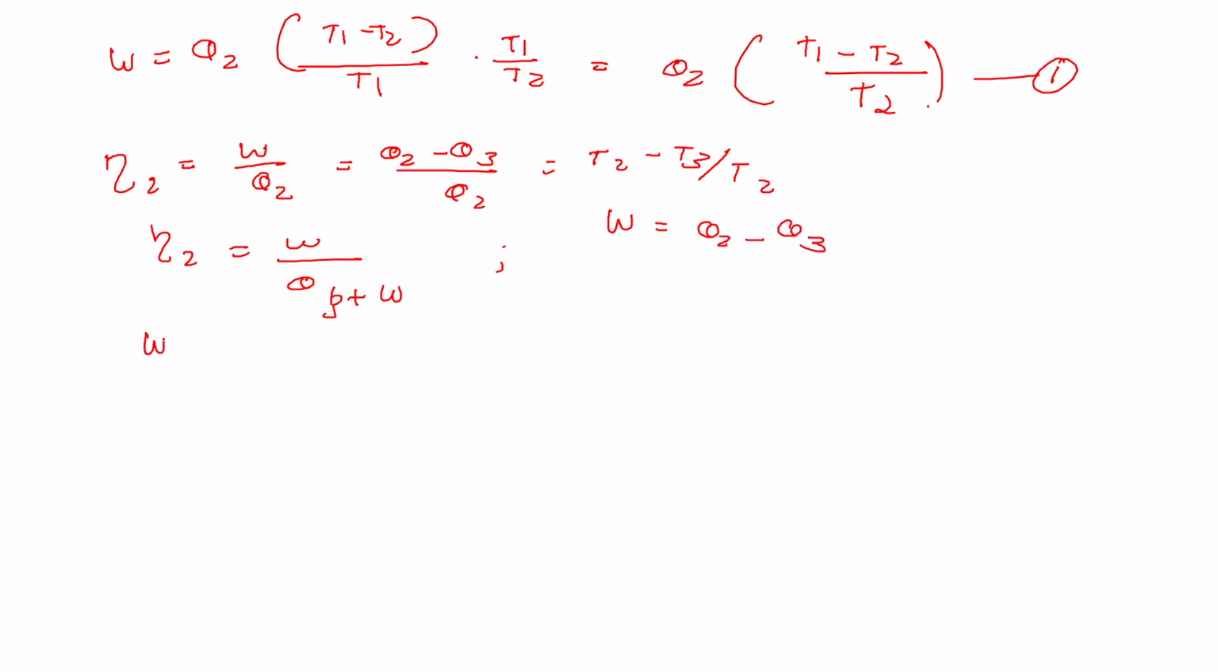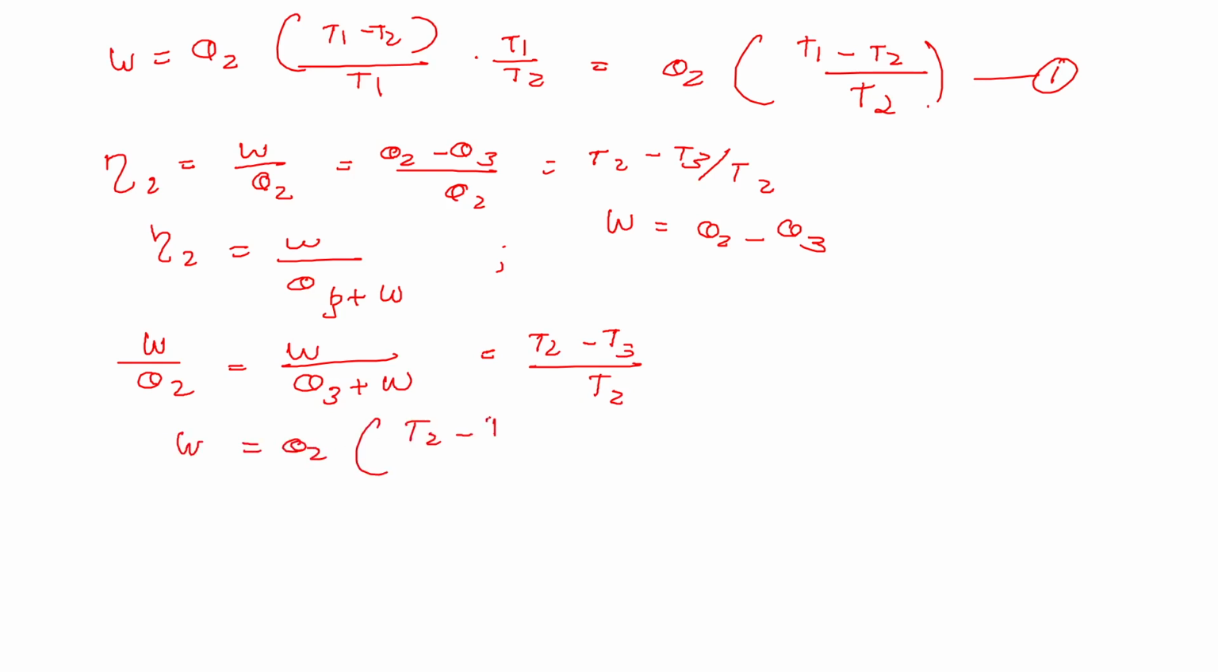So this you can write as W by Q2 is equal to W by (Q3 plus W). It will be (T2 minus T3) divided by T2. From here W will be Q2 times (T2 minus T3) divided by T2. So this will be our equation 2. Now we have to solve these two equations because the power is the same, right? So we have to solve them and get the intermediate temperature T2.